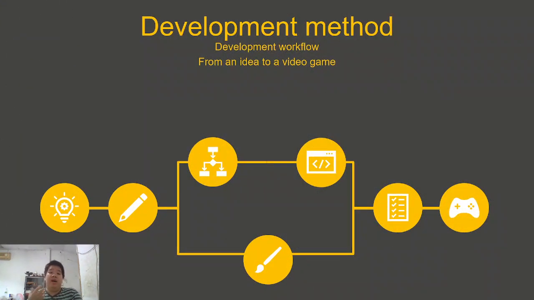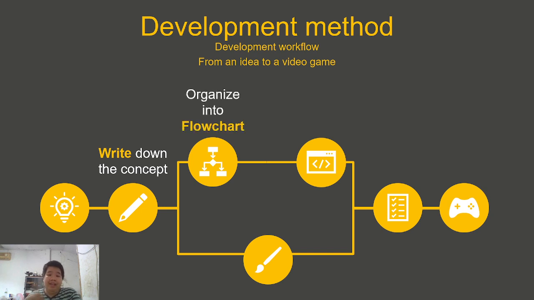Next up is my development method, from an idea to a video game. First, I have an idea. Next up, I turn that idea into a written concept. After I write down the concept, I try to organize it into a flowchart. Next up is to code the program. However, during that time, I will also be creating assets, the art and animation for the game.